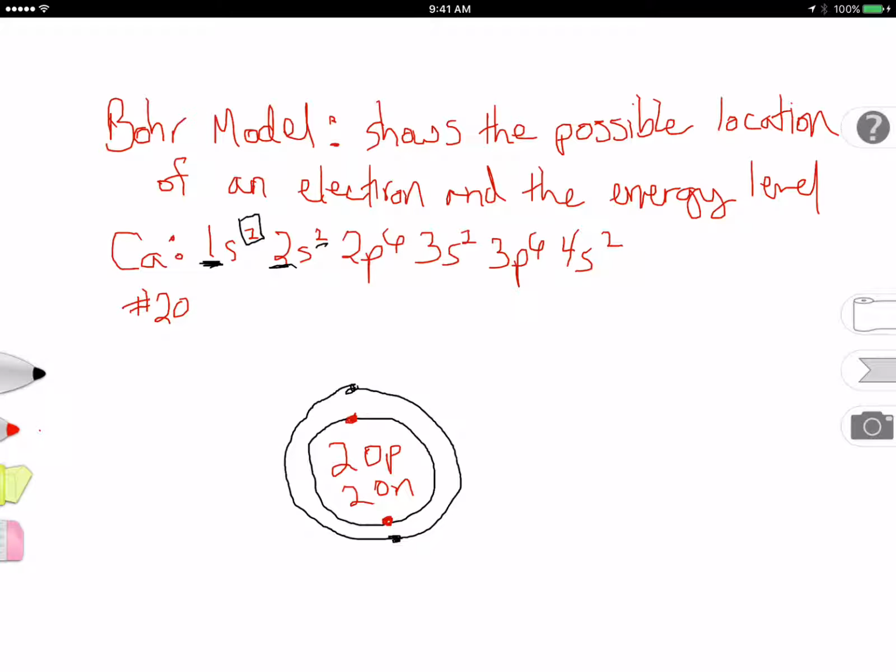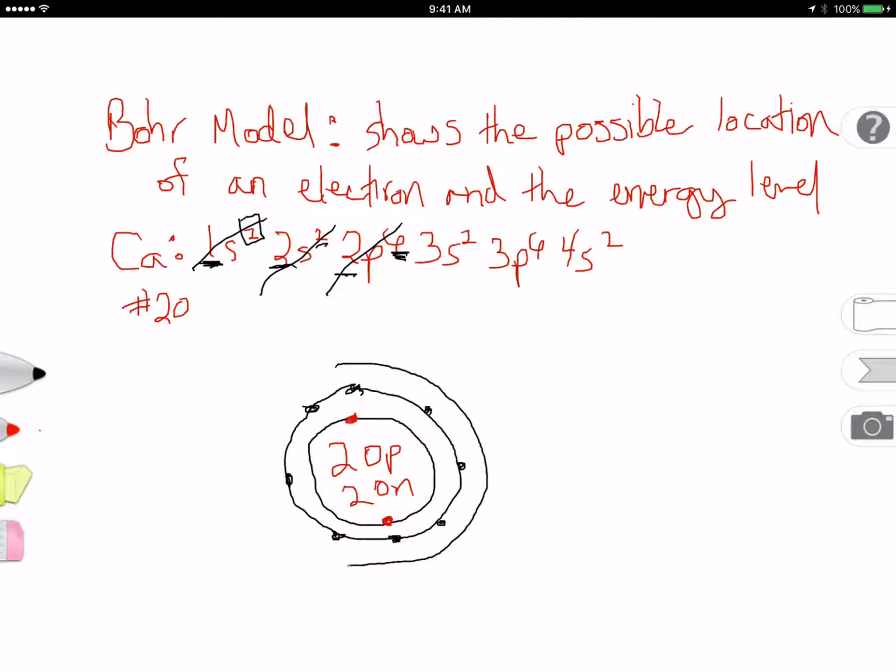And then the next one is also energy level 2, so we don't need to draw another circle, but we need to put on 6 more electrons with it. So we've got 1, 2, 3, 4, 5, and 6. And then I always like to slash out the ones that I've taken care of so I know what I have left to do.